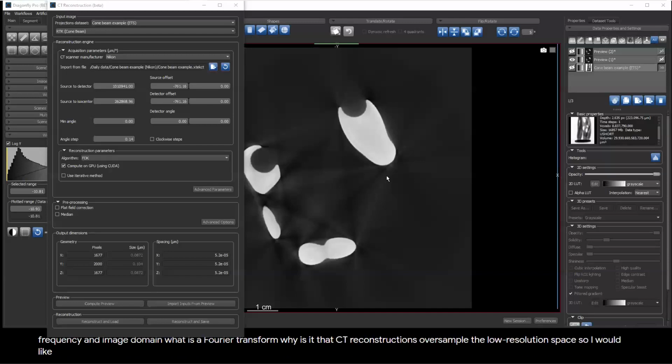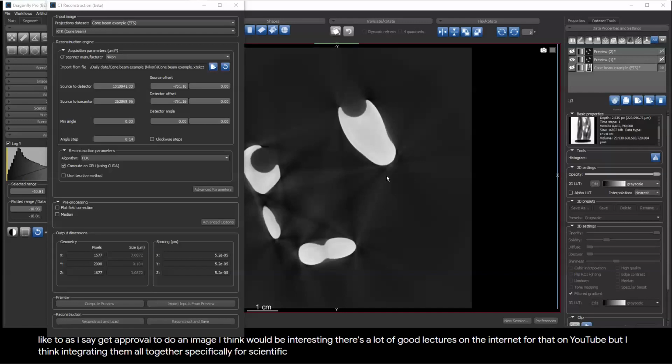So I would like to, as I say, get approval to do a lecture series on image processing, which I think would be interesting. There are a lot of good lectures on the internet for that on YouTube, but I think integrating them all together specifically for scientific imaging with a focus on X-ray CT, but also EM, would be a useful lecture series.